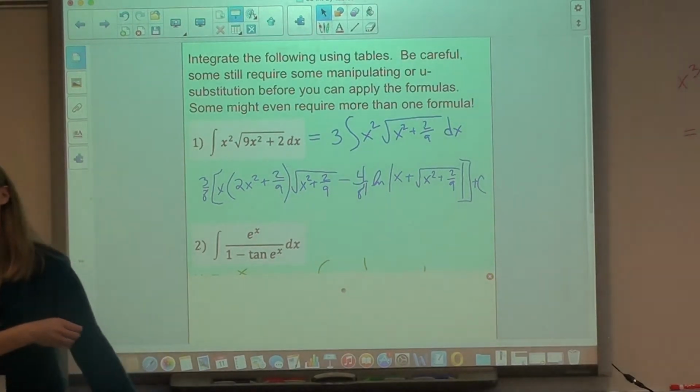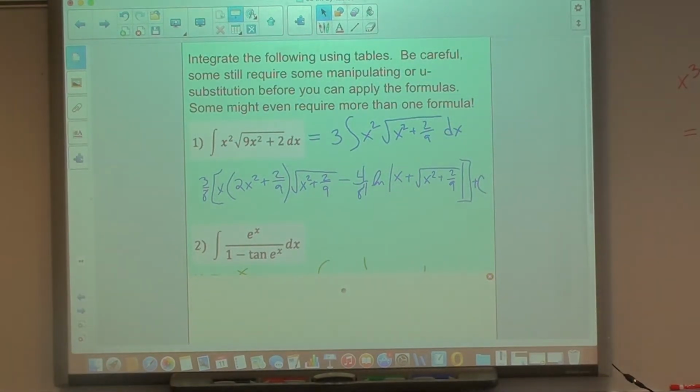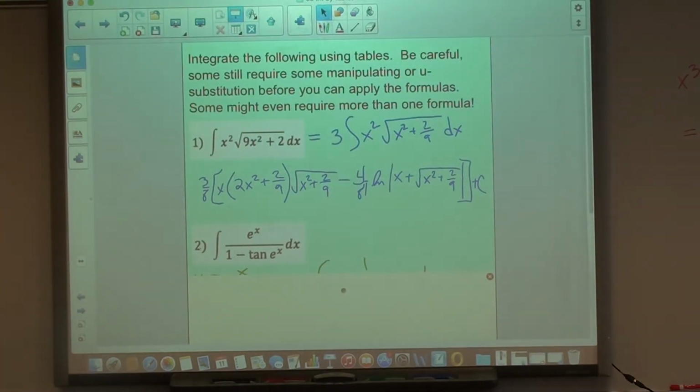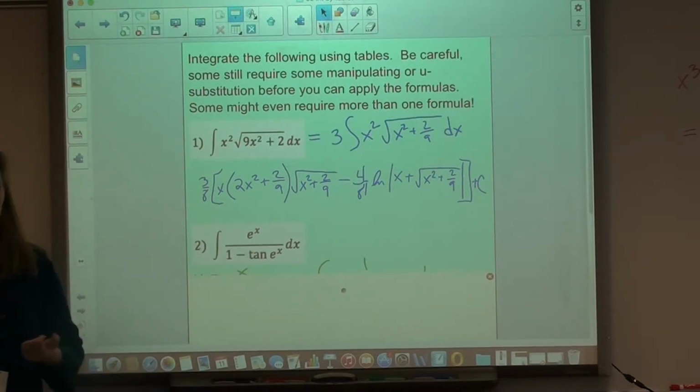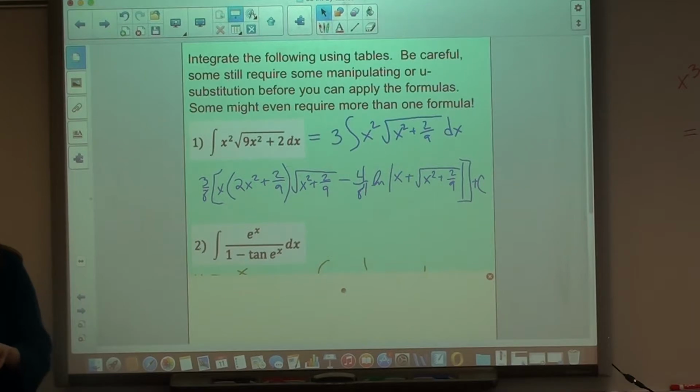Not every integral matches exactly with something in the table. So sometimes you might have to do a little u substitution before you can find a matching integral in the table. For this one, what would you let u equal? e to the x, right? And be careful when you substitute that u. Think about du, so that you don't start putting in too many u's.